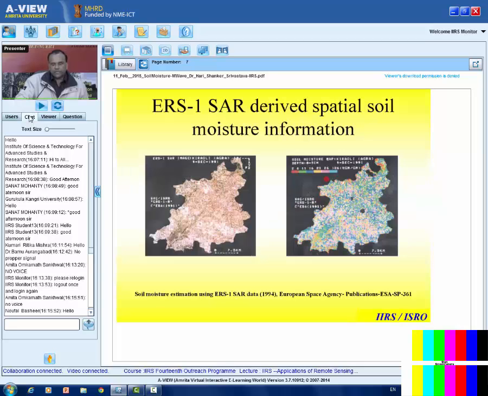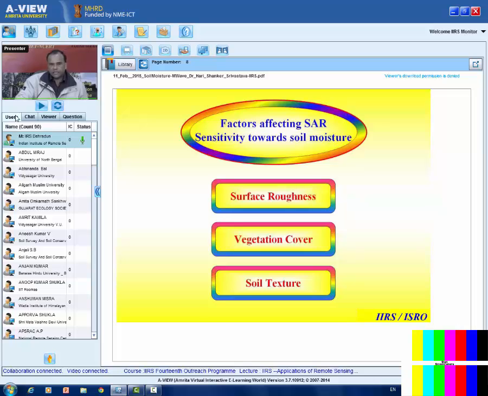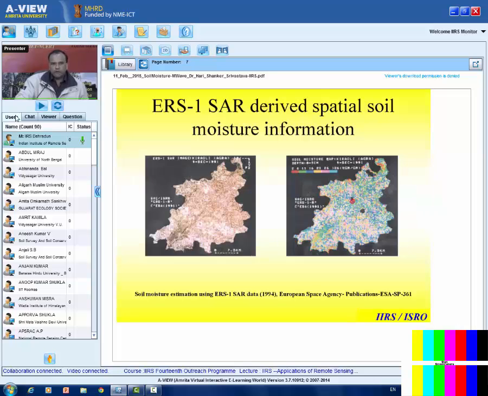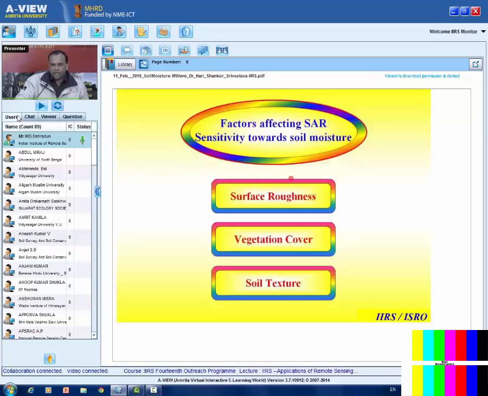But one thing I would like to mention: along with its very high sensitivity towards soil moisture, microwave signals are also sensitive to other target properties like surface roughness, crop cover, and soil texture. So although we can generate a soil moisture map with the help of single channel SAR data, if we do not address the impact of surface roughness, vegetation cover and soil texture on soil moisture estimation using microwave, then the accuracy will be very low.